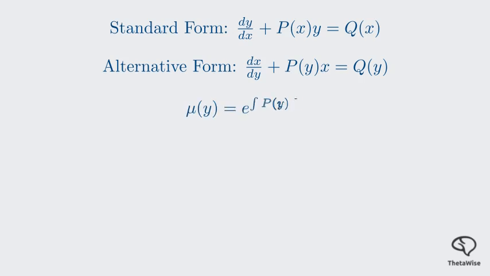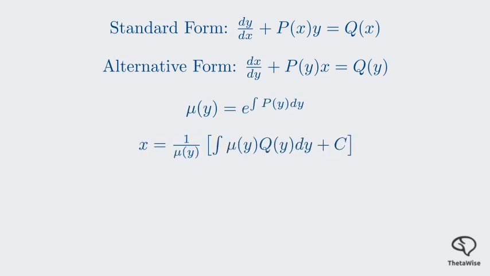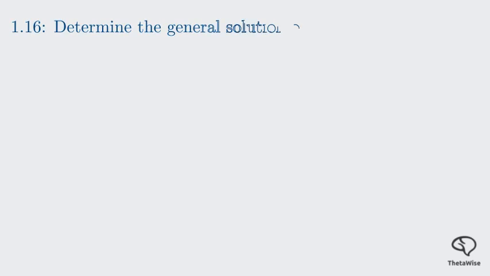The integrating factor becomes mu of y equals e to the integral of P of y dy. And the general solution for x is 1 over mu of y times the integral of mu of y times Q of y dy plus c. Let's see an example where this is useful. We have the equation dx/dy plus 2x equals 1/2 e to the negative 2y cos y.